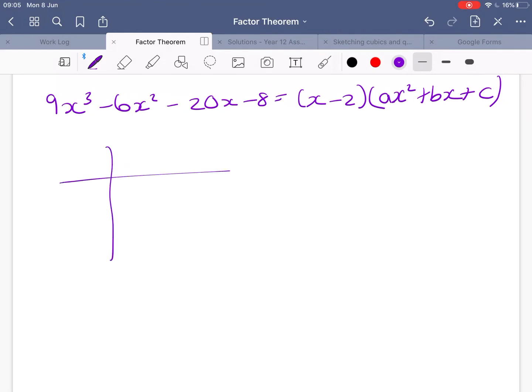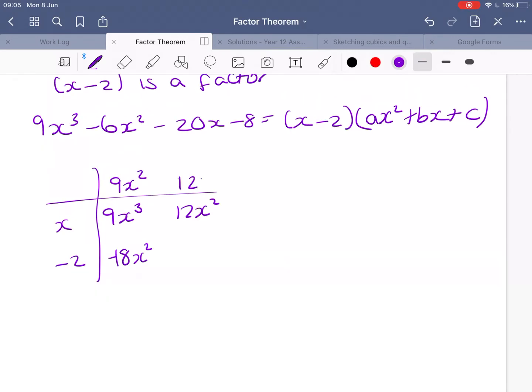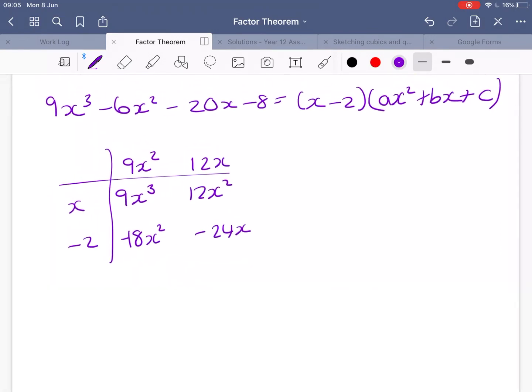Okay, polynomial division again. So I've got my x and my minus 2. I want 9x cubed, which means I need 9x squared. Fill in the column. That gives me minus 18x squared. I only want minus 6x squared, so I need a 12x squared there. So that means I've got a 12x, which means I've got minus 24x. But I actually only want minus 20x, so I need a 4x there. So that leaves me with a 4 on the end and a minus 8, and that's my check.